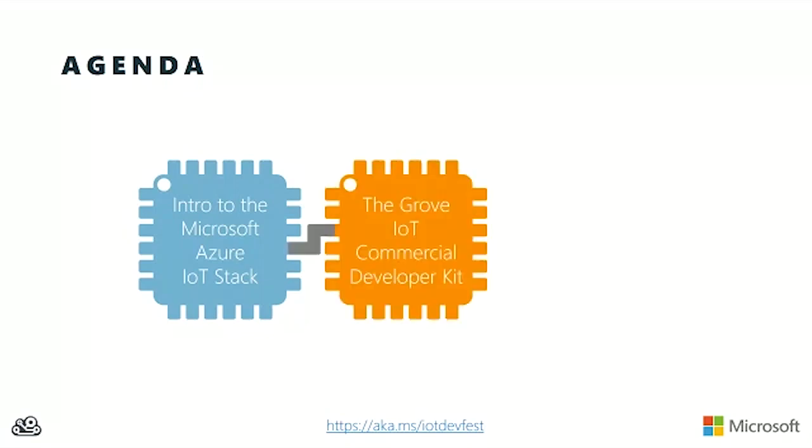Then we're going to come back in and I'll introduce you to the Grove IoT Commercial Developer Kit. And again, this is a kit that we've developed in partnership with Intel and Seeed Studio to help developers create gateway solutions that can connect to devices in the field and help publish data up into the cloud.